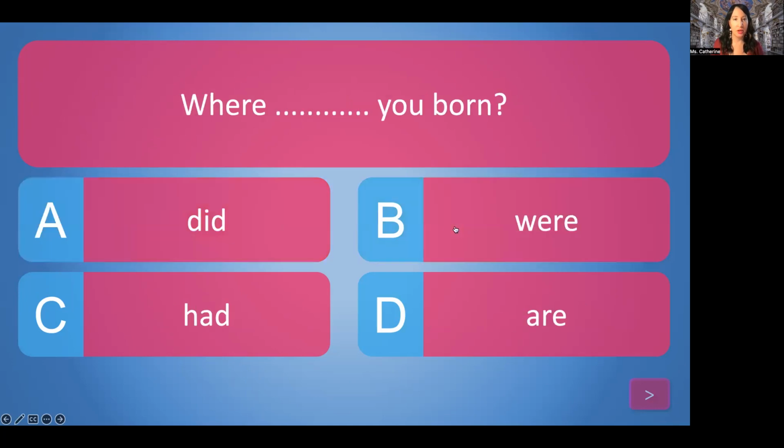How about this one? Where blank you born? A, did. B, were. C, had. D, are. Let's see if you get this one. That's right, the simple past. Where were you born? Great job.